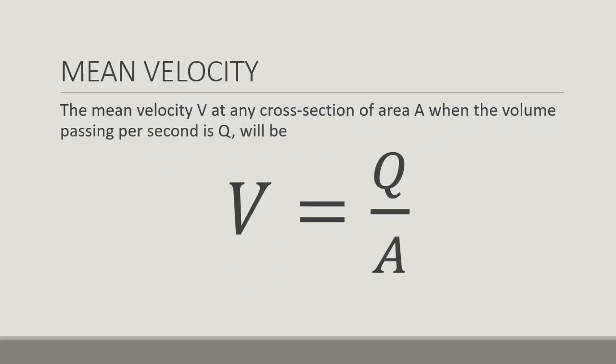And now, what is mean velocity? The mean velocity V at any cross-sectional area A, when the volume passing per second is Q, will be V, which is the mean velocity, is equal to Q over A. V is equal to Q over A, where Q is the discharge and A is the cross-sectional area.